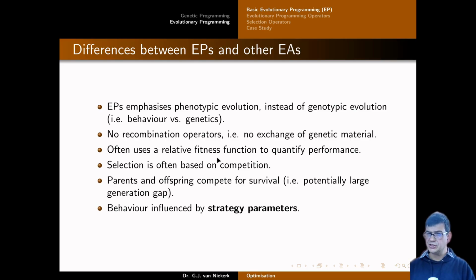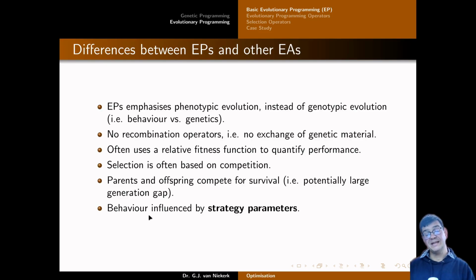Often relative fitness is used, and it makes sense in the case of finite state machines, where you can't really just look at the finite state machine to see how accurate it is. You often compare it with another one to see which is more accurate. But of course, absolute fitness is also perfectly fine. Parents and offspring compete for survival together, so there's potentially a large generational gap. There could be a parent that's 3 or 4 or even 5 generations old, because it's just been so fit that even the offspring can't compete with it.